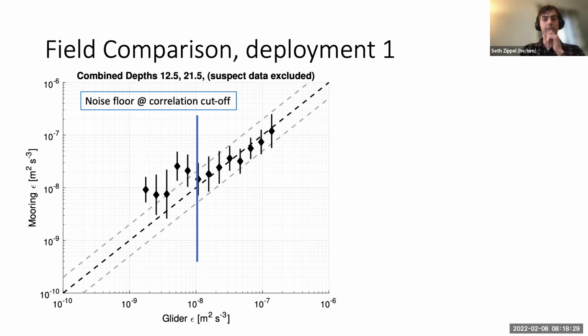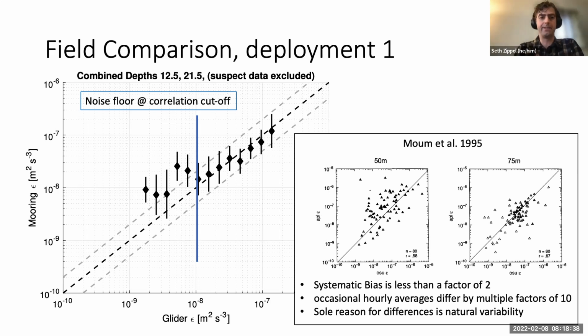Dissipation rates are definitely noisy. These are bin averages. The vertical bars are twice the standard error. But there are past studies that have compared dissipation rates to each other, and they look similar. This is a paper from Moum et al. in '95. They compared an APL microstructure to a nearby OSU microstructure, and they agreed on average, but there's a lot of scatter and a systematic bias that's somewhere within a factor of 2. So we think our dissipation rates here are good to about a factor of 2 when you're above 10⁻⁸.